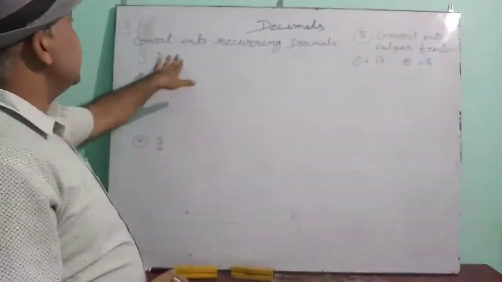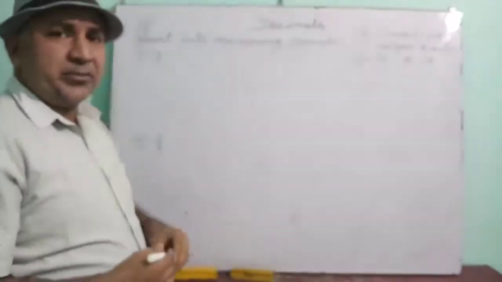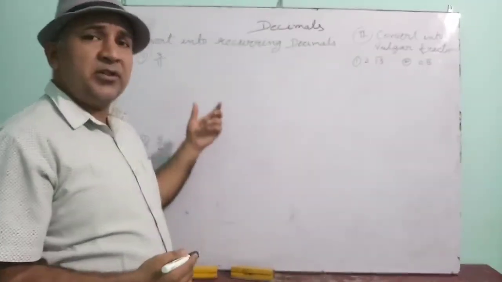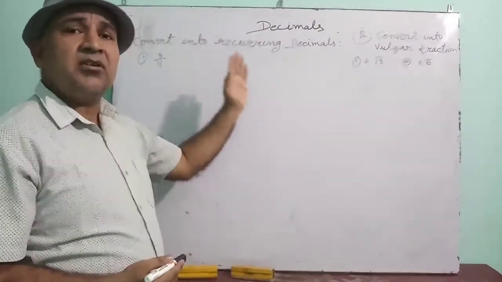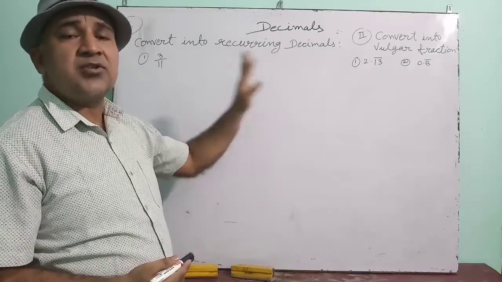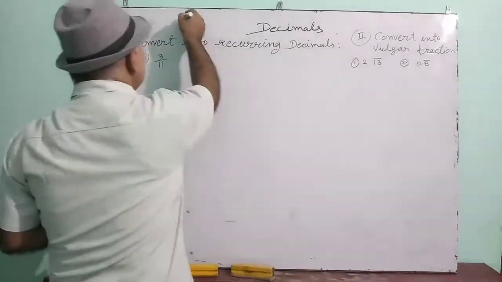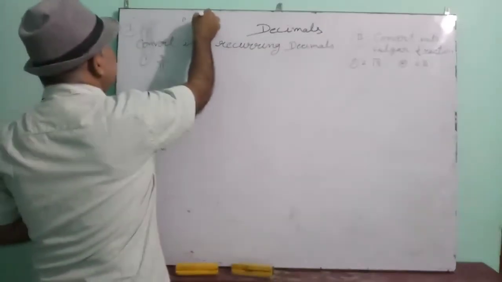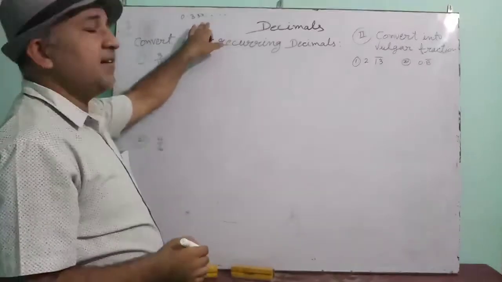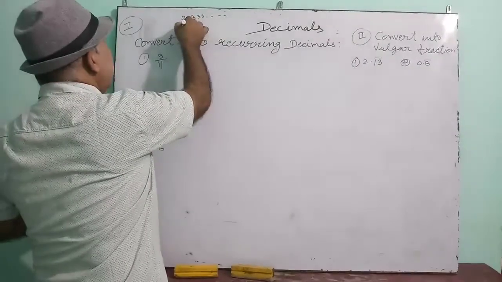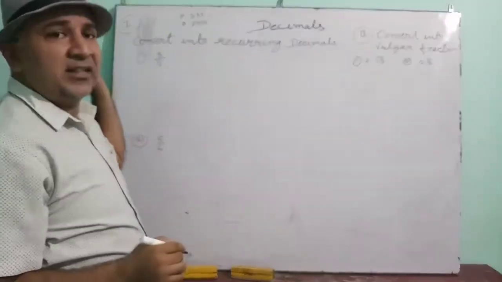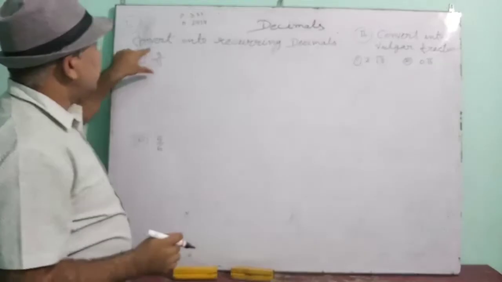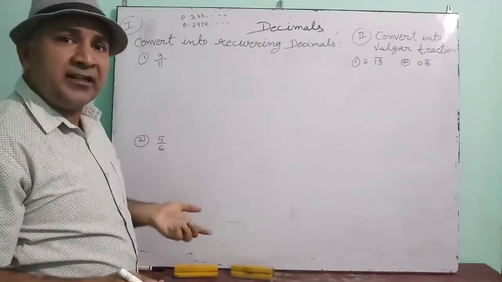The first question is convert into recurring decimals. I hope you have remembered what recurring decimals are. Recurring decimals means the digits after the decimal point are repeated. Just like if you write 0.33 and so on, this is a recurring decimal. If you write 0.2424 and so on, this is also a recurring decimal. So say 3 by 11 is a fraction and we have to convert it into a recurring decimal.